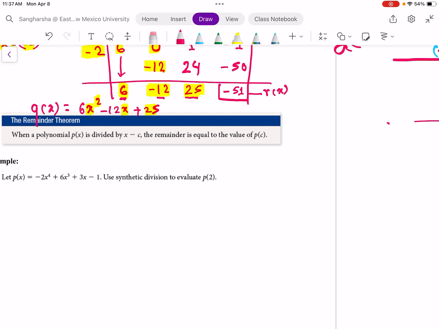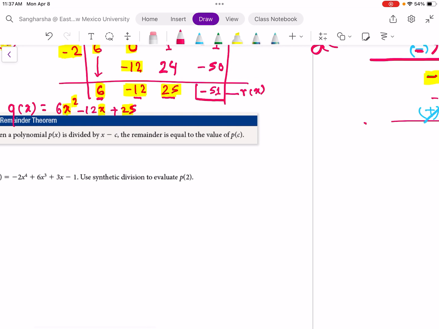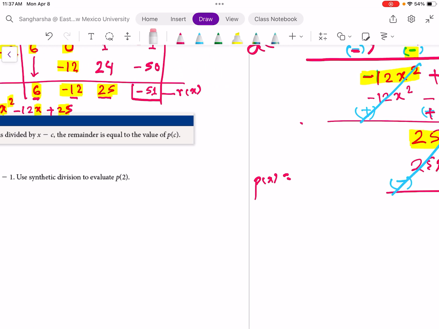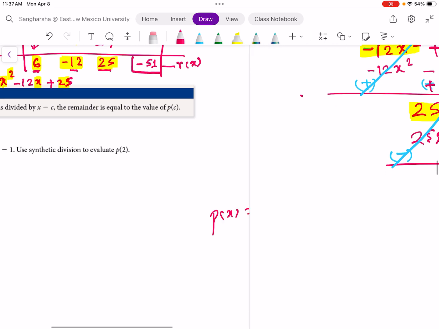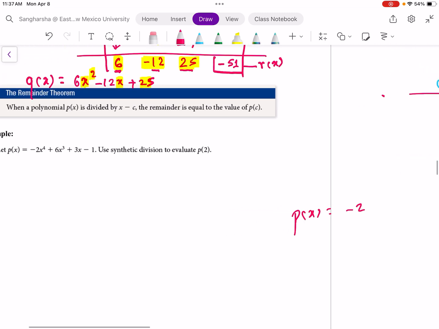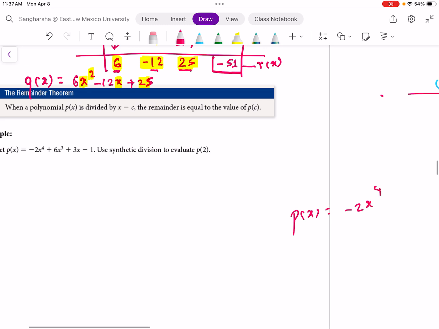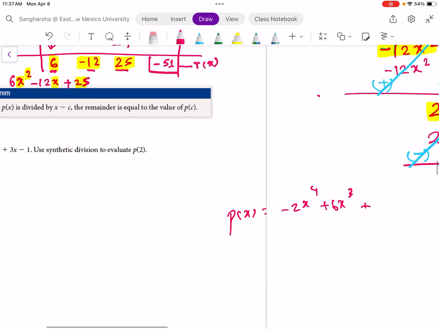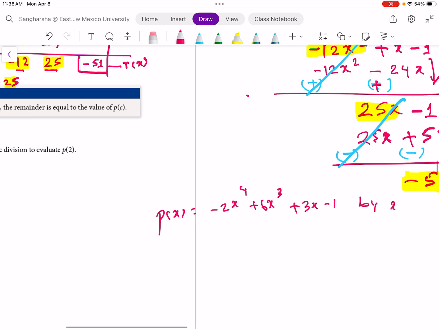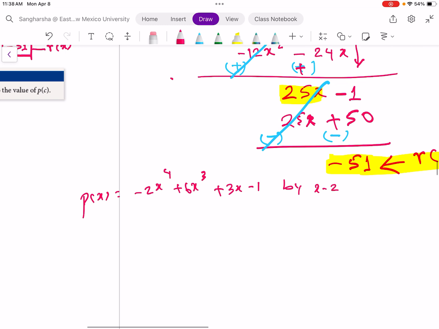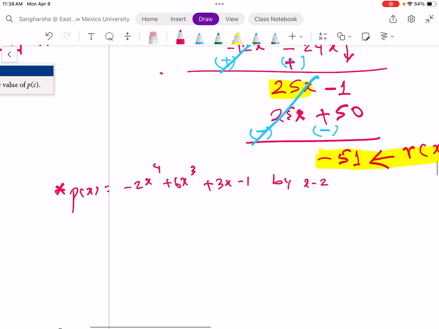Okay, so here our polynomial p of x is negative 2x to the power 4 plus 6x cube plus 3x minus 1, and we are dividing by x minus 2. Okay, so this is the next question here.